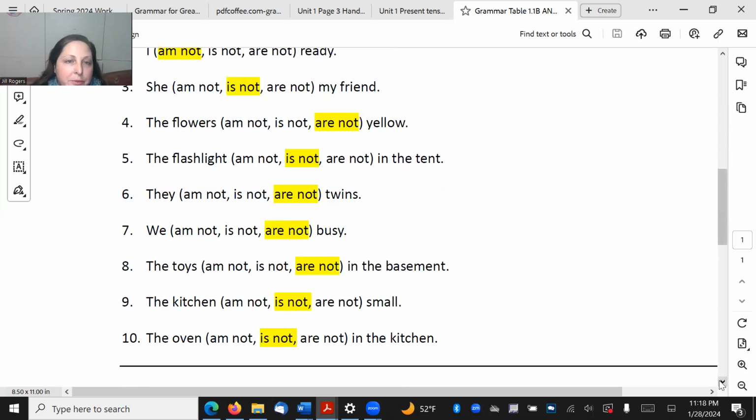So this was very similar to the one before, but it's very important to put it in the right order. Remember, the verb goes before not. Okay, thank you. If you have any questions or anything was confusing to you, please email me.